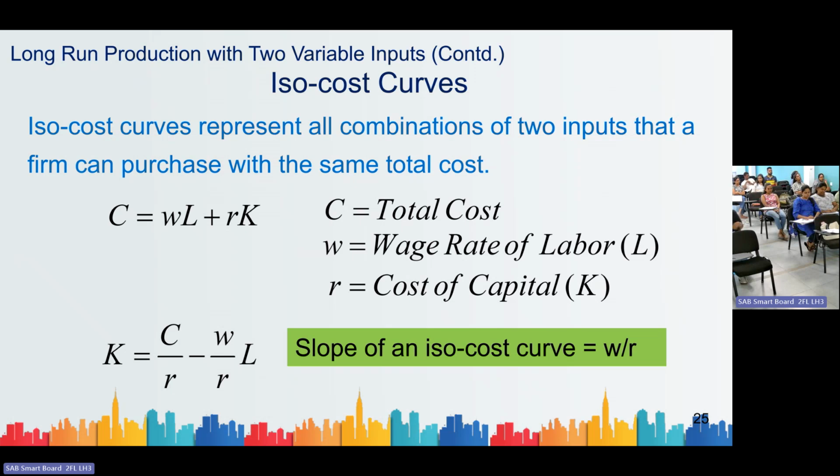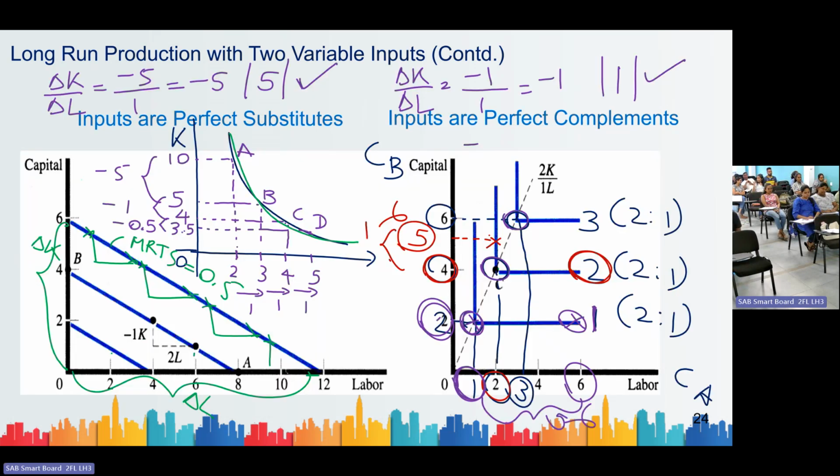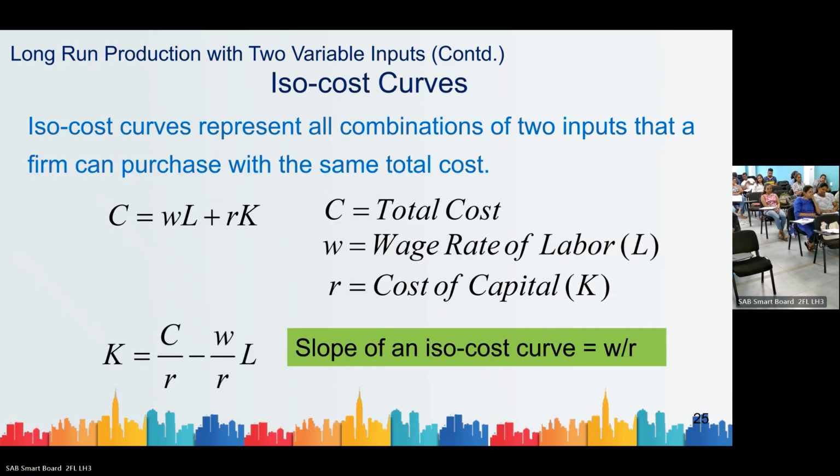Long-run production with two variable inputs: isocost curves. Yes, this is about the production side. Isoquants represent the production side. Isocost curves represent the cost side. That is about the cost.